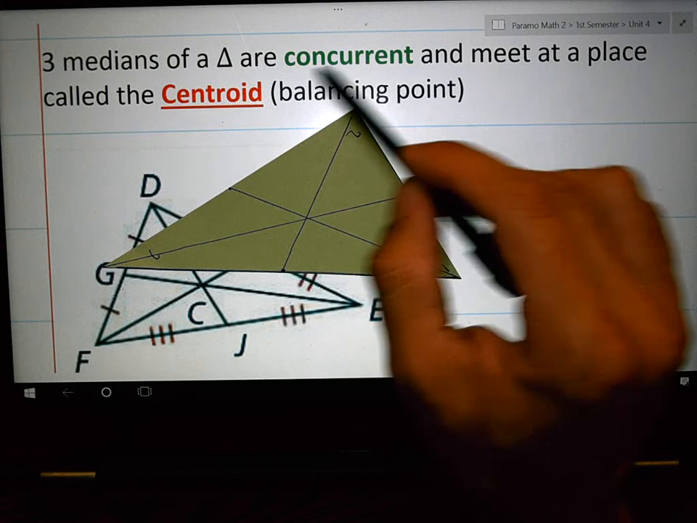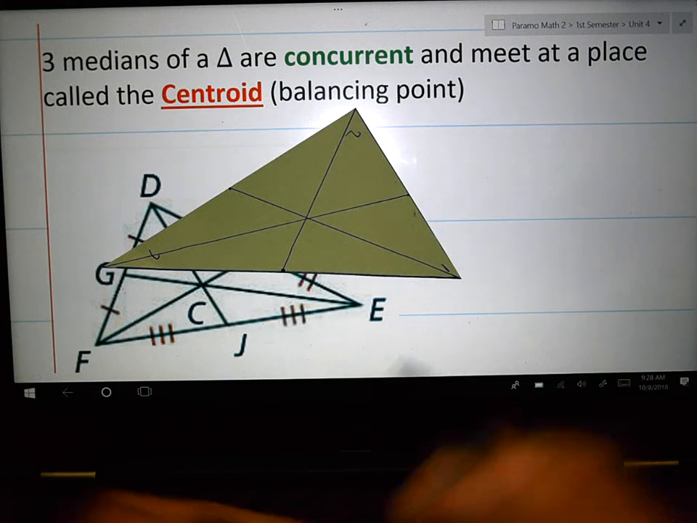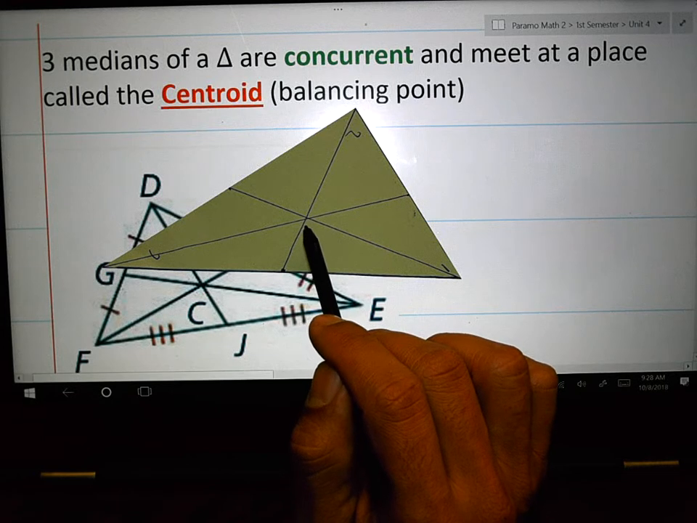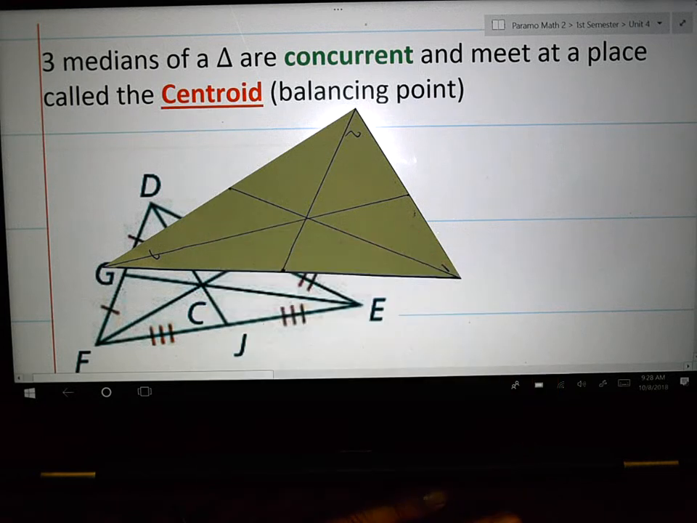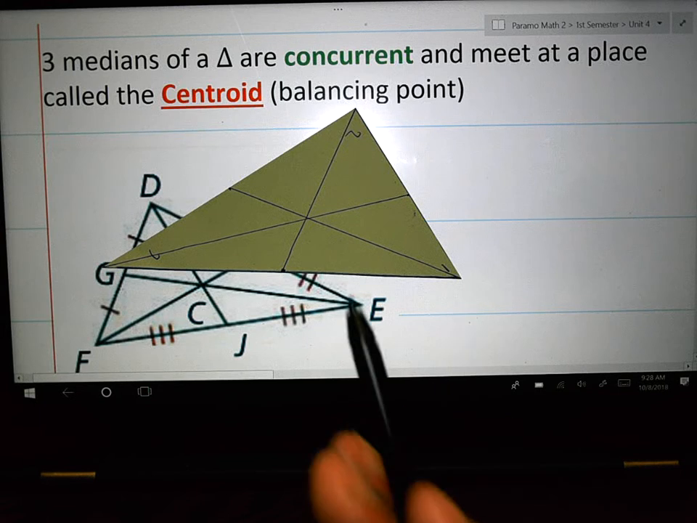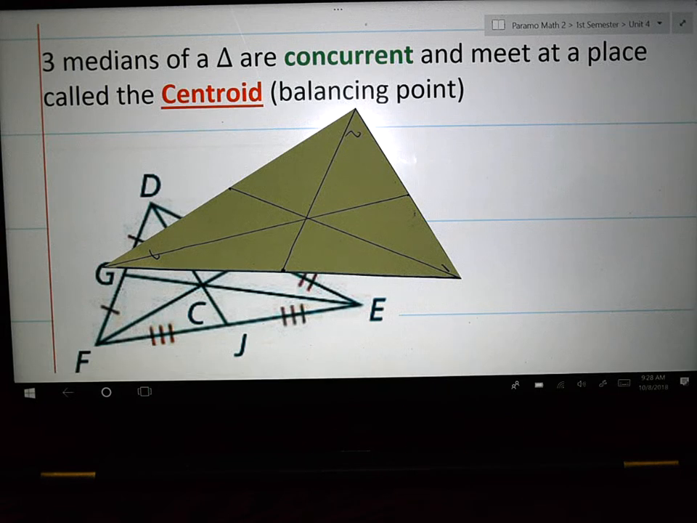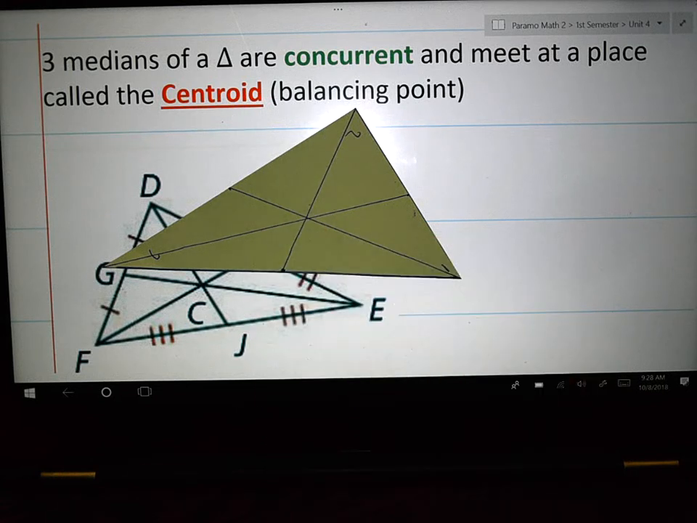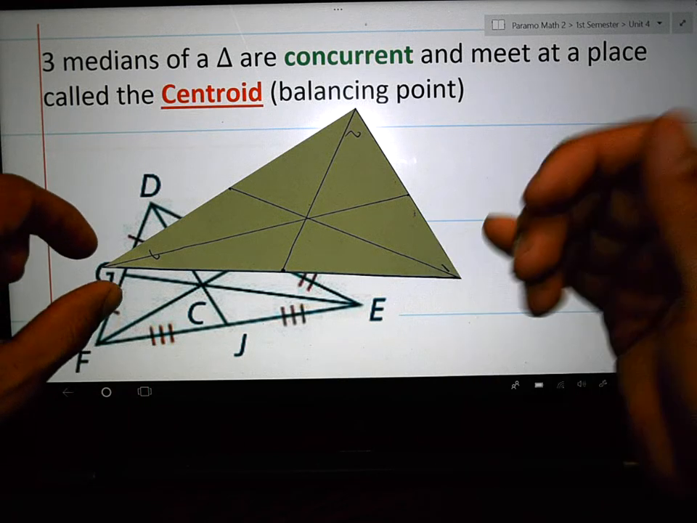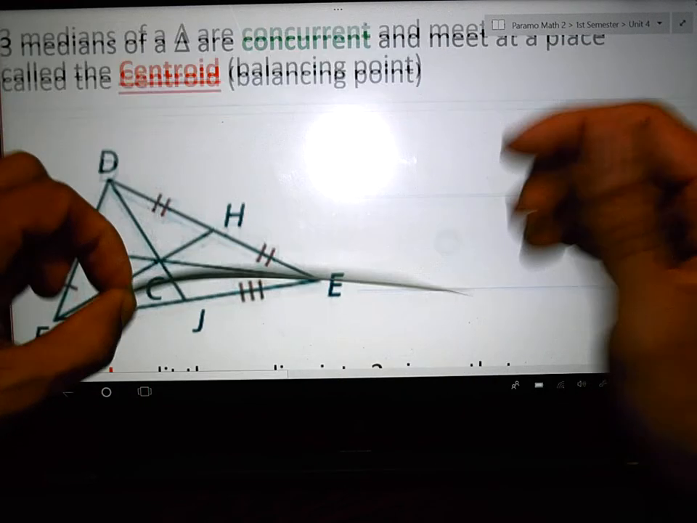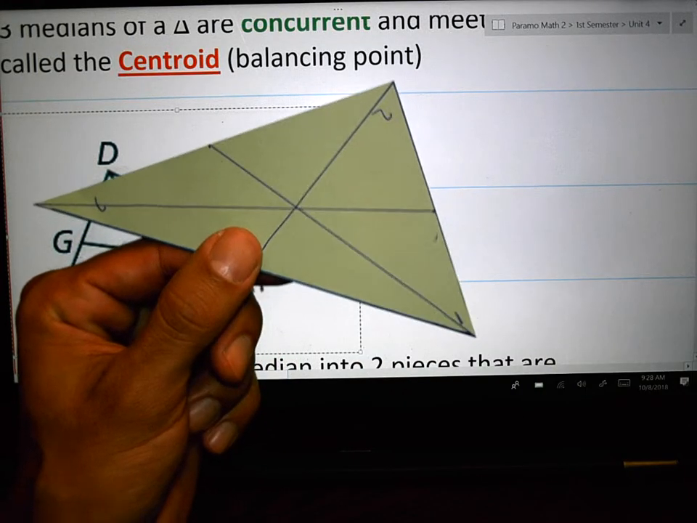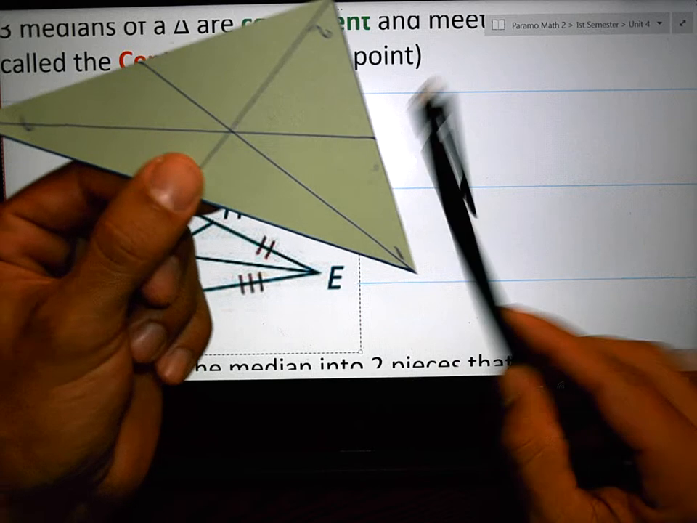The three medians are concurrent, meaning all three will connect at the same point. That point where they all connect is called the centroid. The centroid is different than the circumcenter or the incenter. What's interesting about the centroid is it's the balancing point. Literally, if I know where this is on a triangle, that point right there is the point where this triangle will balance. Here's a pencil, and here is this.